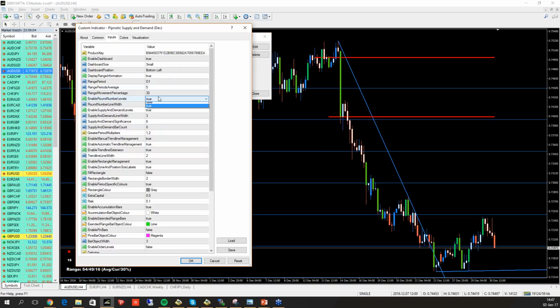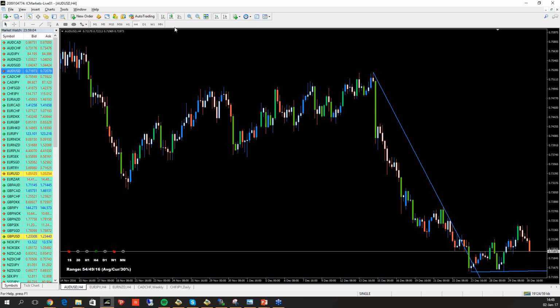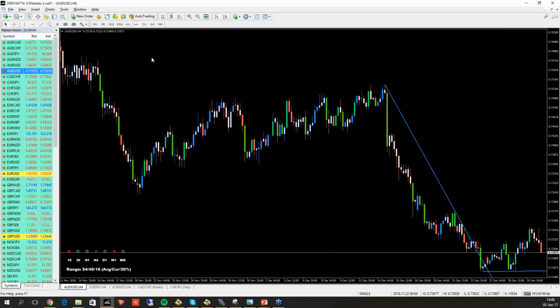Okay, so let me turn these off. We have those like that. And then we have another one, this one here, this is important. We have supply and demand bar count. What does this do? Well, this tells us about the number of bars that the indicator should use when performing the analysis. When it's set to 0, the indicator is going to look at the number of bars that it can see on a chart.